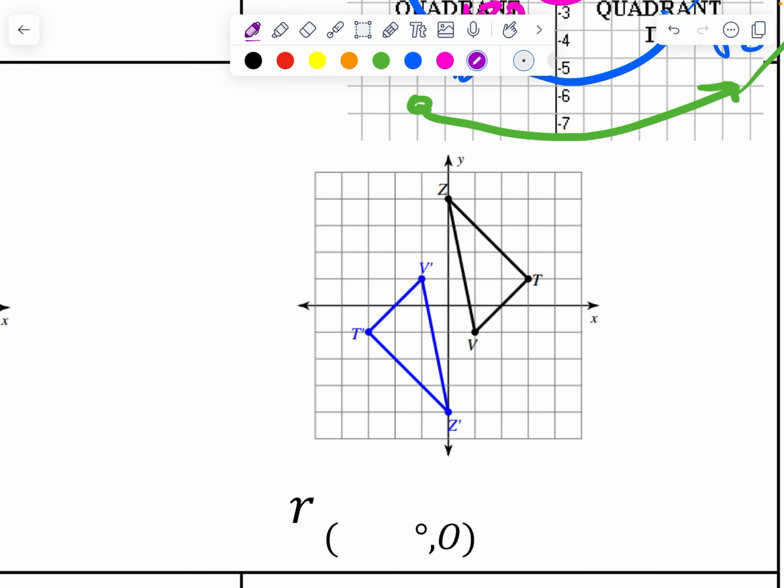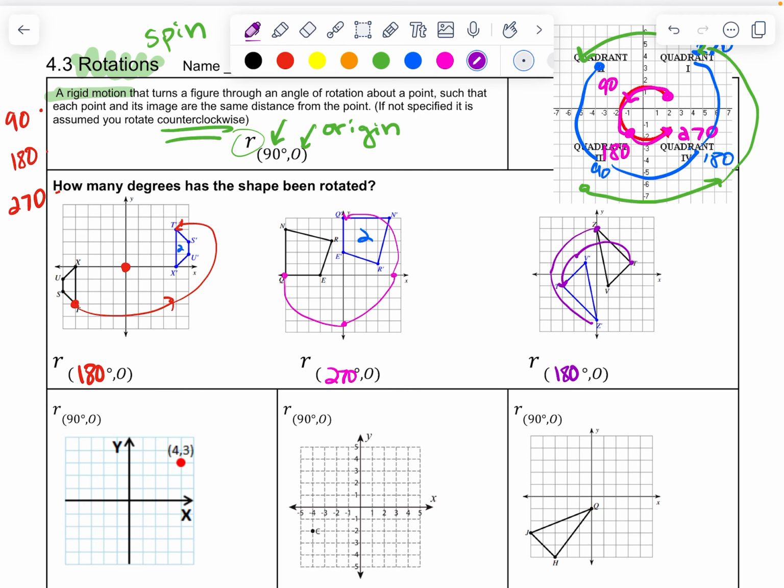All right, there's my second one. Let's just follow the Z. 1 rotation, 2 rotations. So that's 180 degrees. And you could have chosen any point you wanted. 1 rotation would be somewhere over here. 2 rotations is right there. Still 180 degrees.